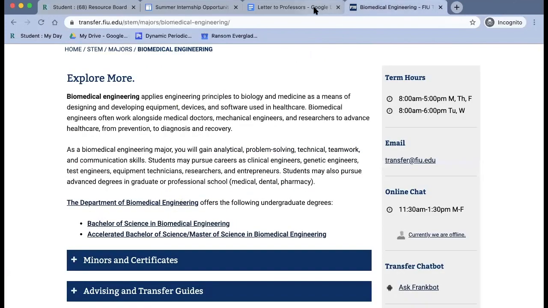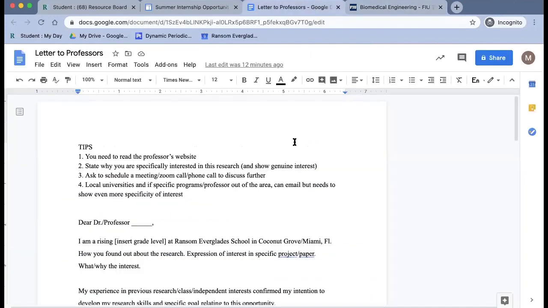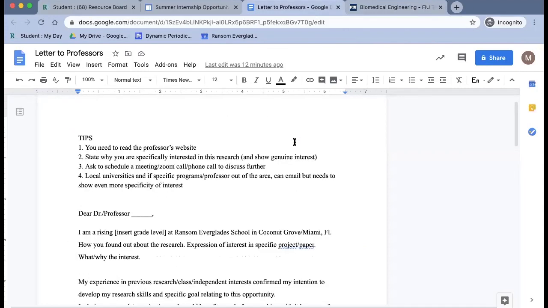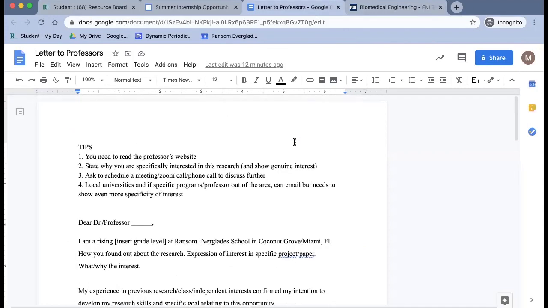So I have drafted a sample email, and I will also show you how to write one. A couple tips before we begin. As I mentioned before, you need to read the professor's website. That is very important. Read their research, read papers they've published. Some of them have blogs about what research they're doing, so definitely get all the information you can and read it.